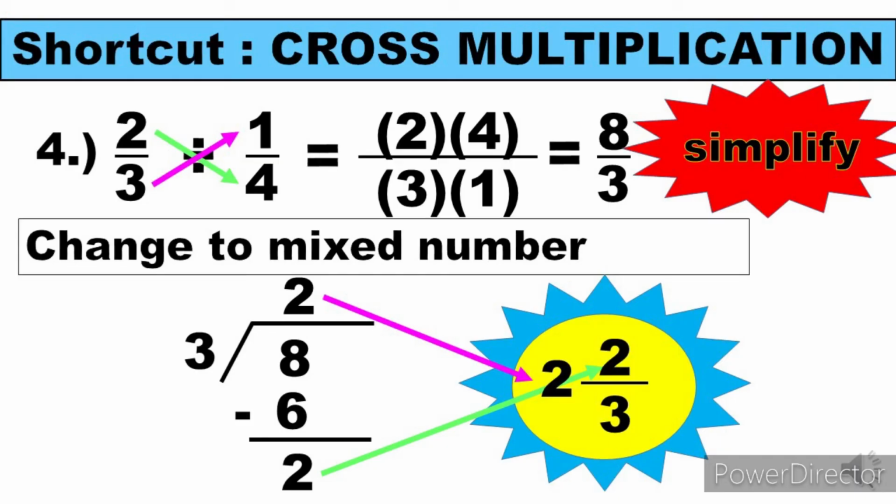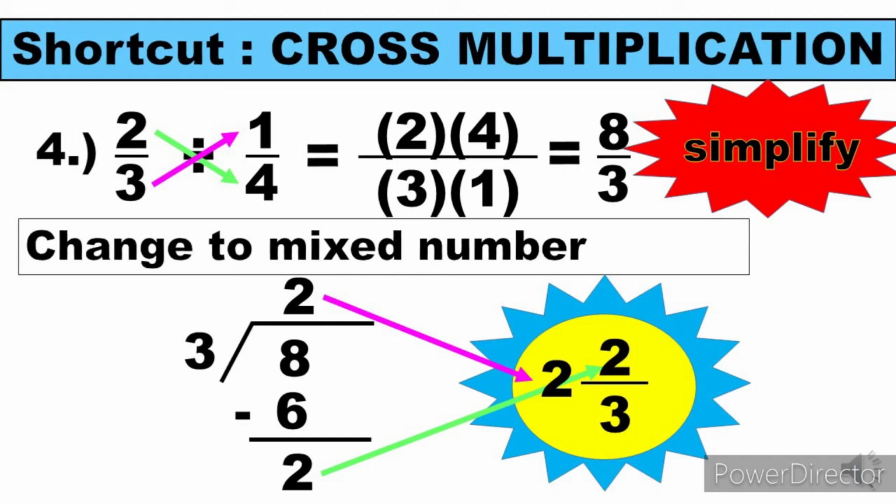Since improper fraction ang 8 over 3, kailangan nating i-simplify. Okay, para ma-simplify, change natin sa mixed number. So, i-divide lang natin 8 divided by 3, the answer is 2. So, 2 times 3 is equal to 6, and then subtract 8 minus 6, the answer is 2. Okay, rewrite natin ang mixed number. So, yung 2 na quotient, yun yung whole number. Yung 2 na remainder, yun yung numerator. And then, yung 3 na divisor, yun yung denominator.